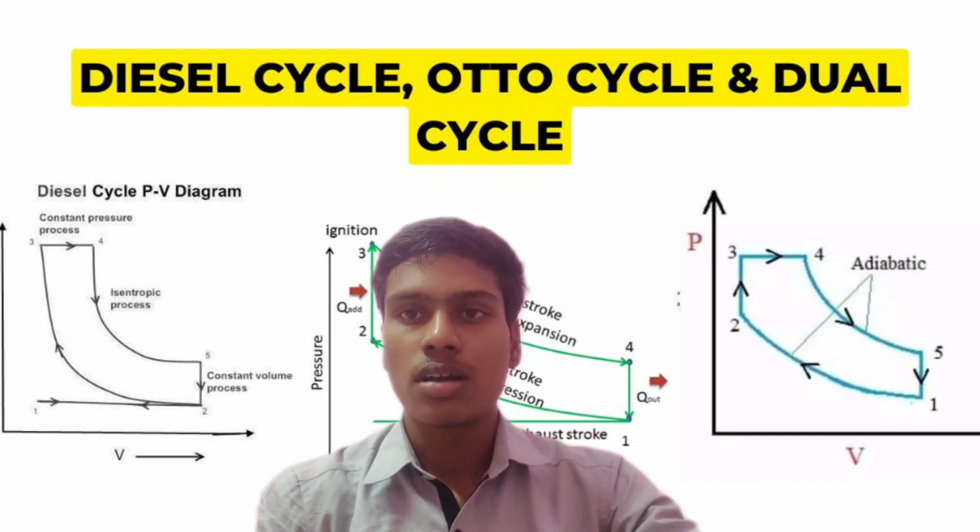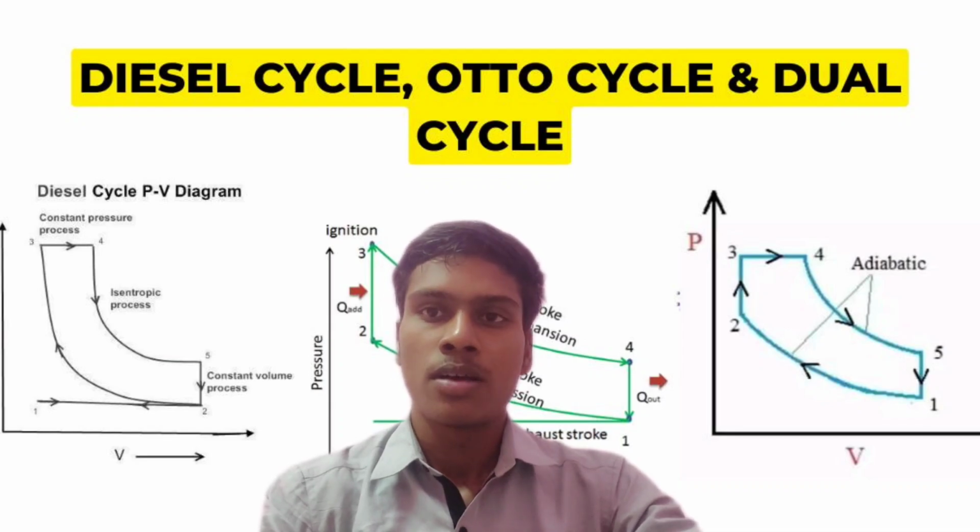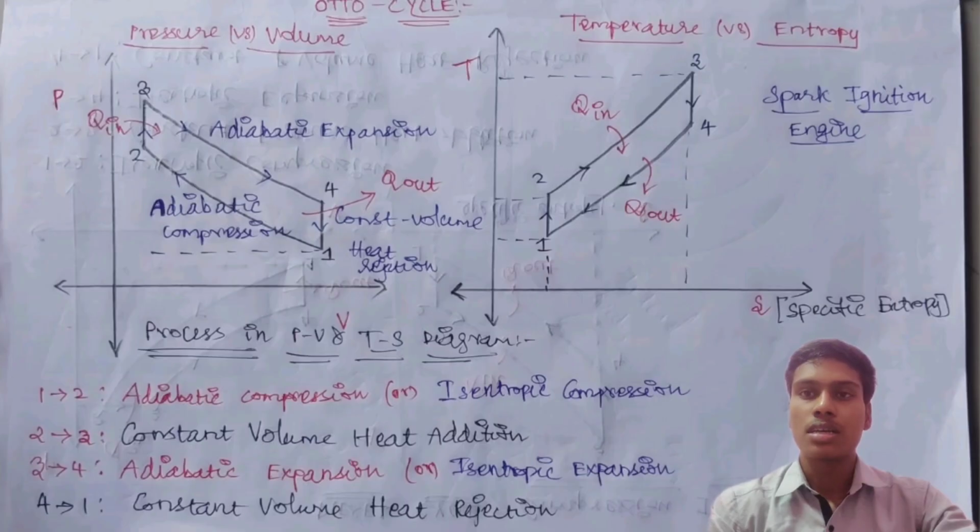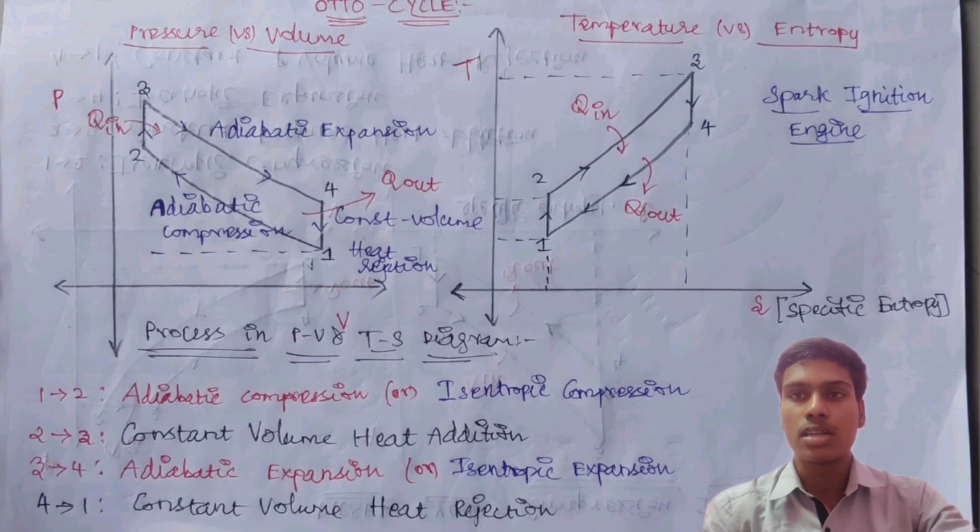In this session, we are mainly focused on these topics. First, we will go on to the Otto cycle. The Otto cycle is applicable in petrol engines, and petrol engines are said to be spark ignition engines. In that engine, we are using a spark plug. In that engine, there are four major processes as I have given in the graph.